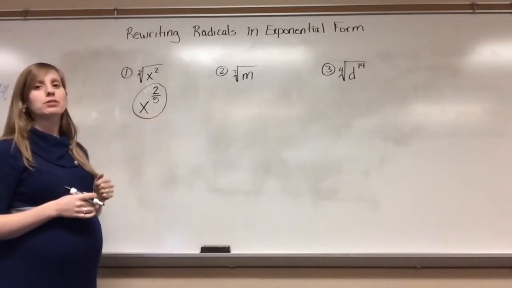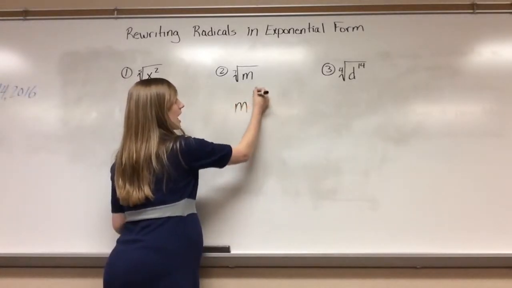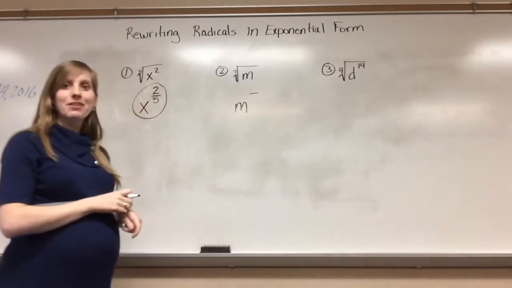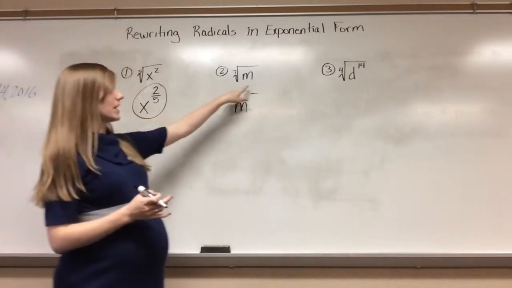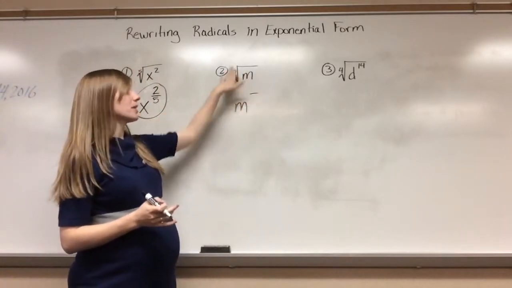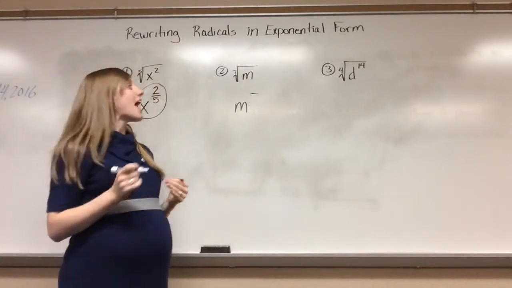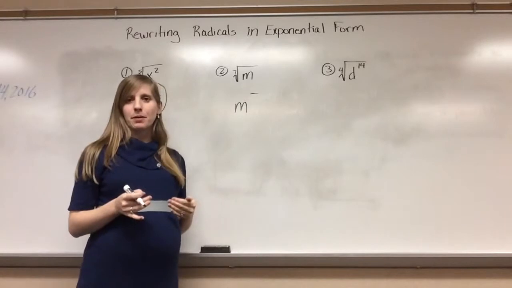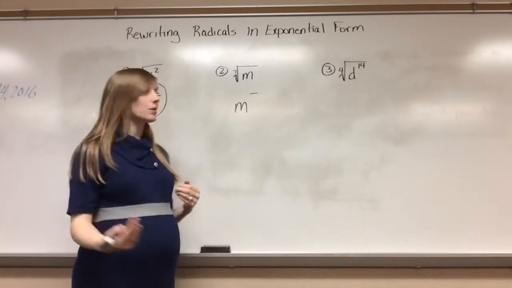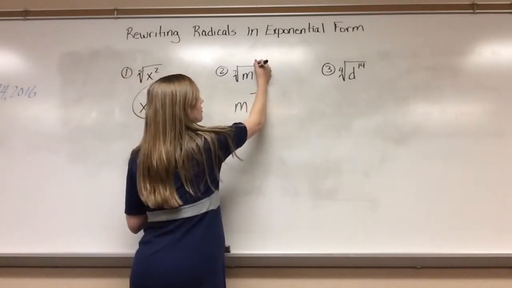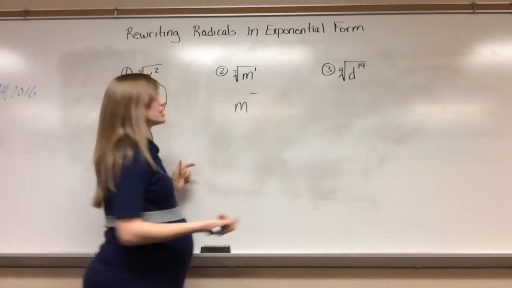So let's take a look at problem number 2. We have the 7th root of m. Well, m is going to stay the same, and then my exponent is going to be a fraction. First thing we need is the numerator, and the numerator is the exponent in this problem. But you'll notice there is no exponent. That's okay. Remember, every letter, every number has an exponent, whether it's written or not. The missing exponent is always 1. Okay? So in this case, this is m to the first power. They just didn't write it. So that means my numerator for my fraction is going to be 1.